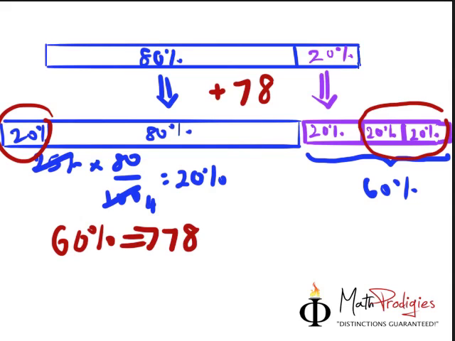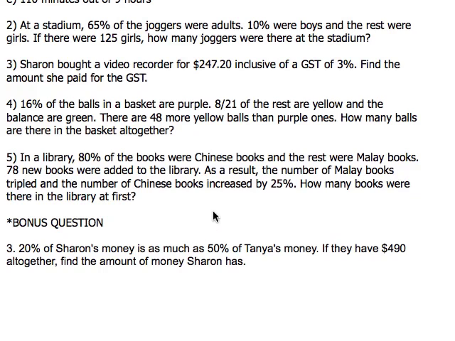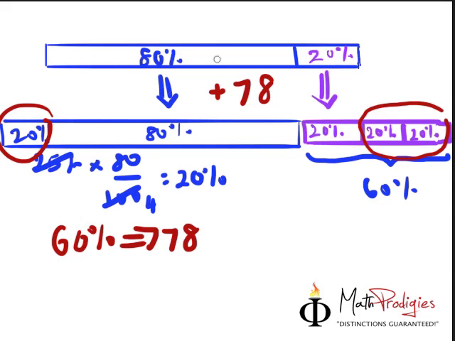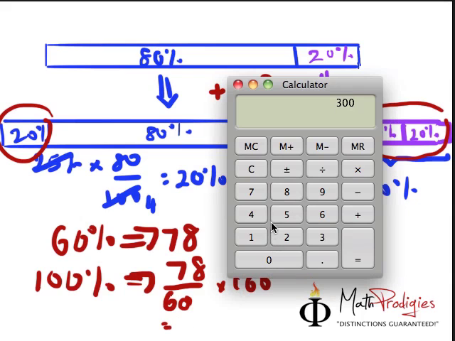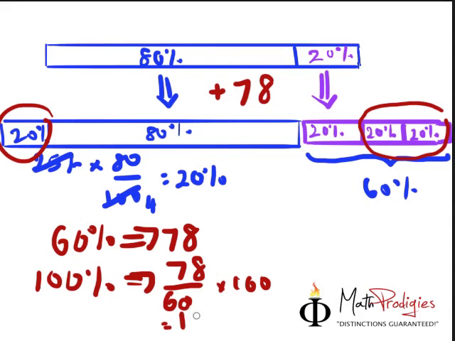The question asks you what was the original number of books in the library at first. So 80 plus 20 is 100%. So if 60% equals 78, we can easily find 100%. Again, I'm doing a shortcut method. 78 divided by 60 gives you 1%, and then you times 100. And you will find the answer, which is 1.3 times 100, which is 130. So 130 books at first.